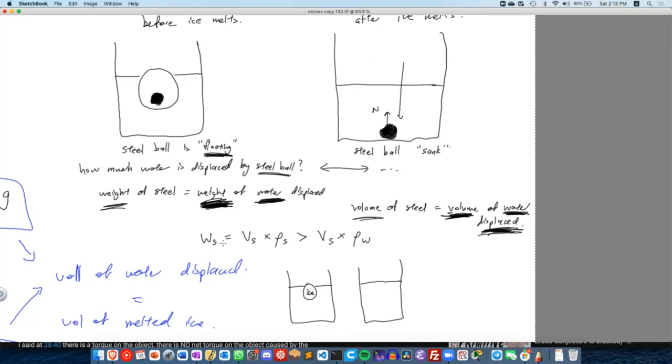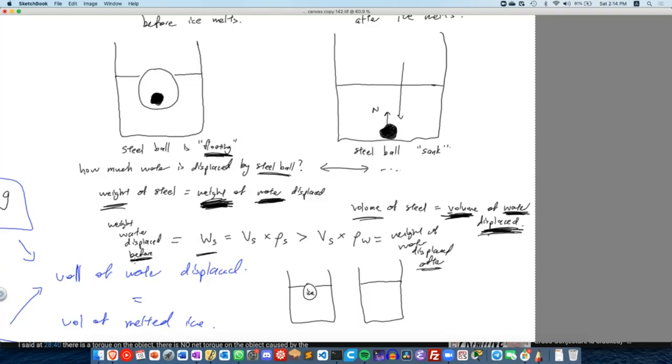So in the first scenario, the weight of steel is displaced. So the weight of water displaced before the ice melts is equal to this. This is equal to the weight of water displaced after. Right. So we have that in the first scenario, the weight of water displaced is much more than the weight of water displaced in the second scenario, the after scenario, by this equation.